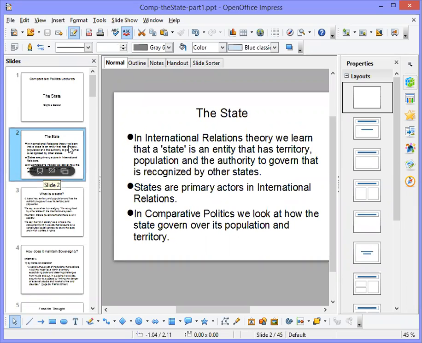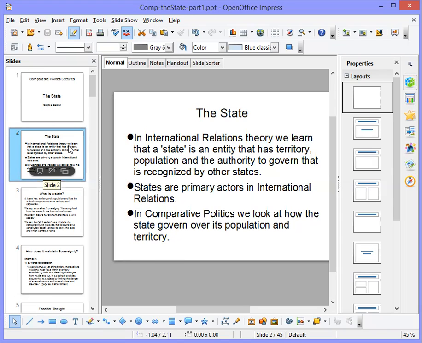So what is the state? In international relations theory, we learned that a state is an entity that has territory, population, and the authority to govern that territory and population. And this authority has to be recognized by other states. So states are primary actors in international relations. Each state has territory, population, and the right to govern.